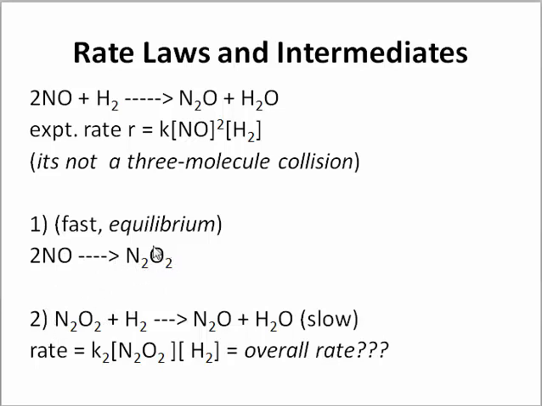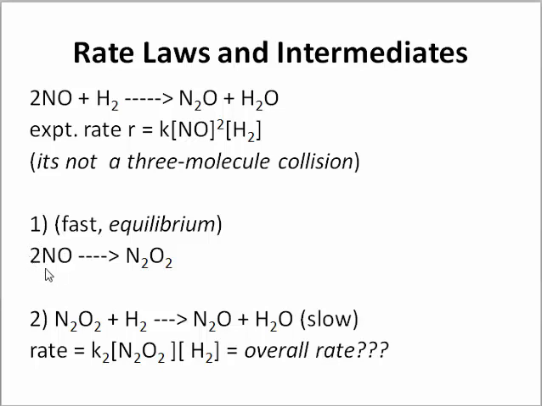The second step, once some N2O2 has been generated by a fast equilibrium process, this reaction going forward and backward, is that N2O2 reacts with H2 to produce N2O and H2O. This is considered a slow step.